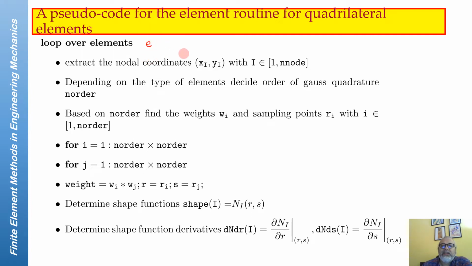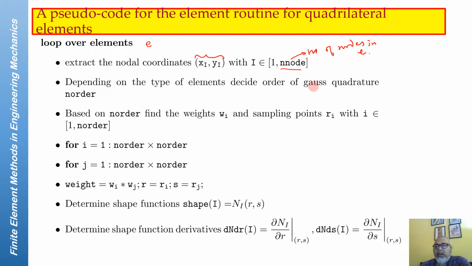The first step that we have to do is extract the nodal coordinates xi, yi for element number E, with i going from 1 to the number of nodes in E. And again, you have to decide what type of element it is, whether it's a 4-noded quadrilateral or 8-noded quadrilateral.